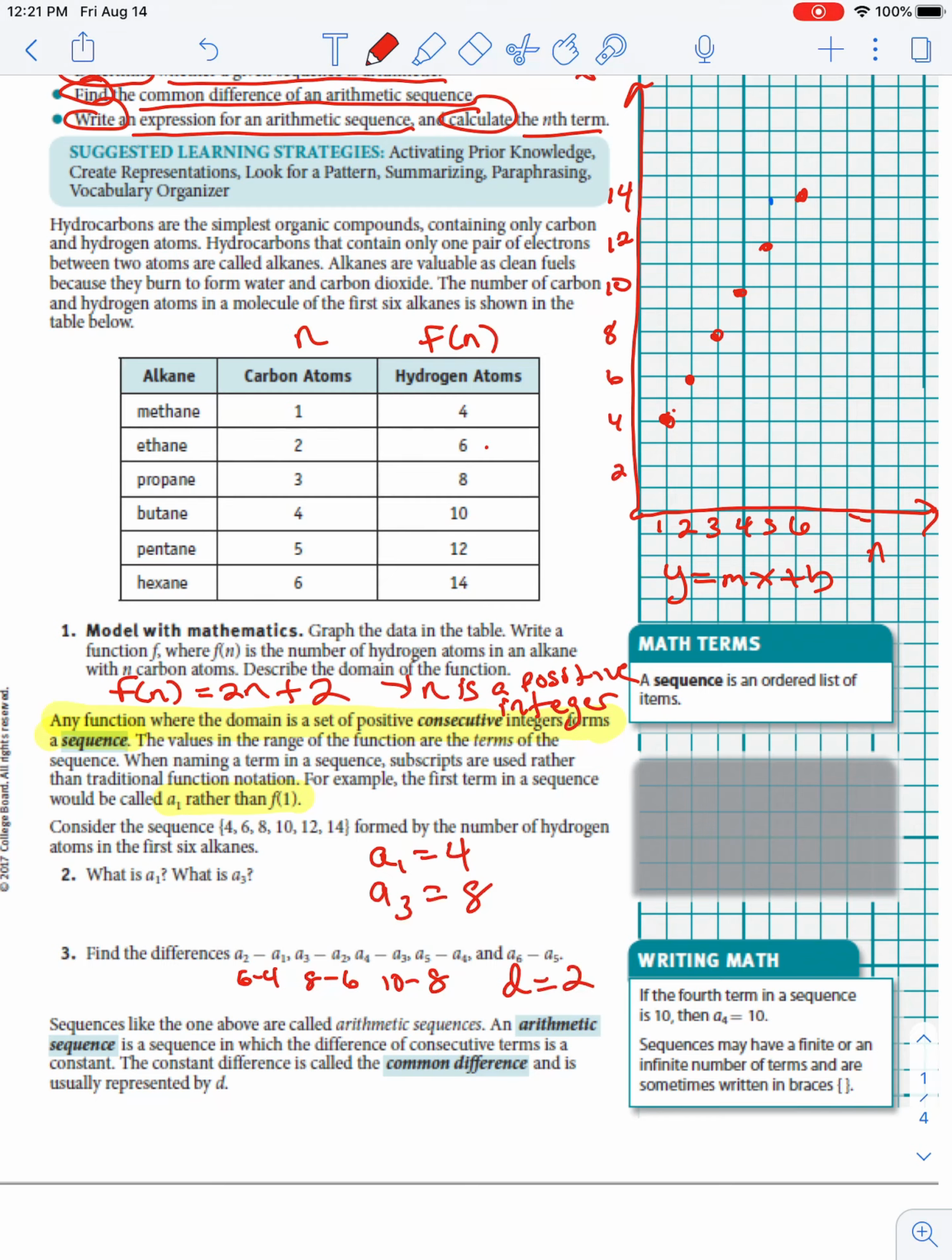And we use a little d to show common difference. Okay? So sequences like the one above, we call those arithmetic sequences. And an arithmetic sequence is a sequence in which the difference of the consecutive terms is a constant, like 2. And like I said before, a common difference is represented by little d. Okay, so common difference, little d. And that's going to be part of the formula that's going to help us find the nth term like we saw in our opening learning targets.